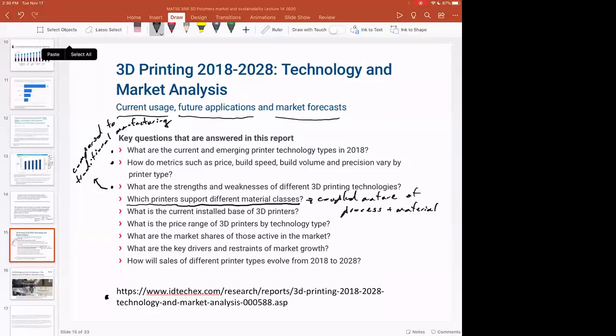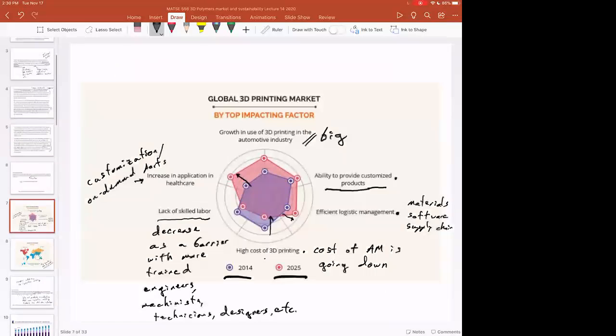What currently exists? What printers are out there? What can you access quickly? What's going to take a lot of research and development? What's the price range for all this new technology? What's the market share currently? Where is additive making inroads now? What are the key drivers and restraints of market growth? So what's holding additive back, like we talked about in this previous slide?